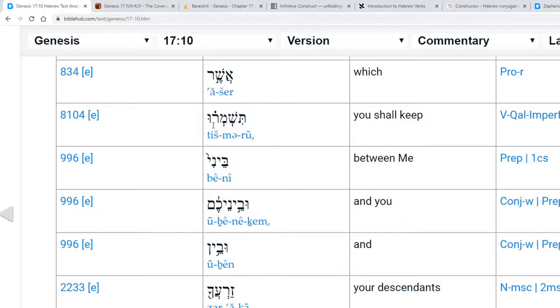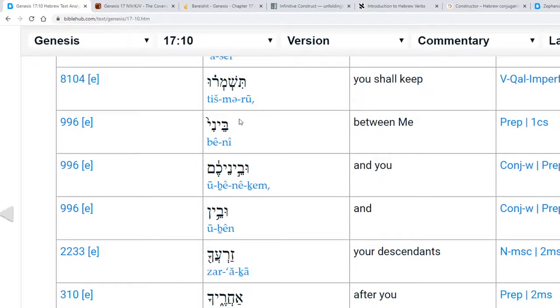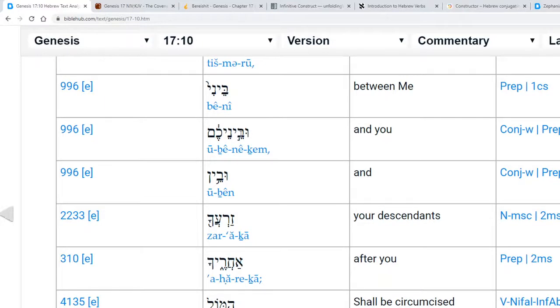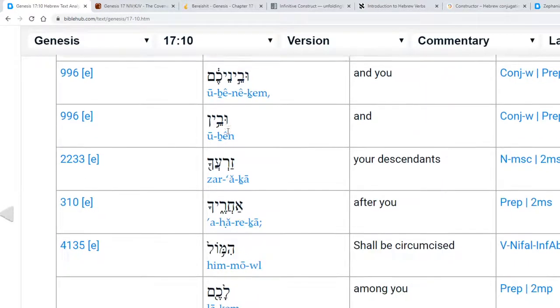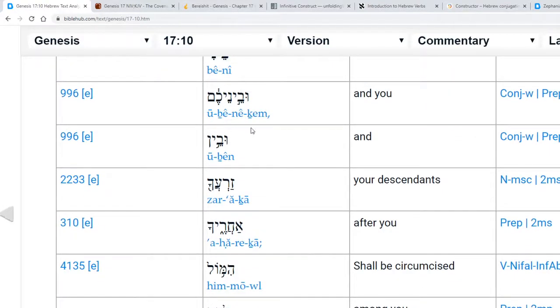Asher tishmeru. Again, same root, shin mem resh. It's in the imperfect of the kal, the simple form. Tishmeru, you shall keep. And this is second person masculine plural, tishmeru. You shall, all y'all shall keep. Right? Beini, between me, beini, uveinechem. And again, this is the second person masculine plural. All you all, between all y'all. Right? Not just you singular, between all y'all.